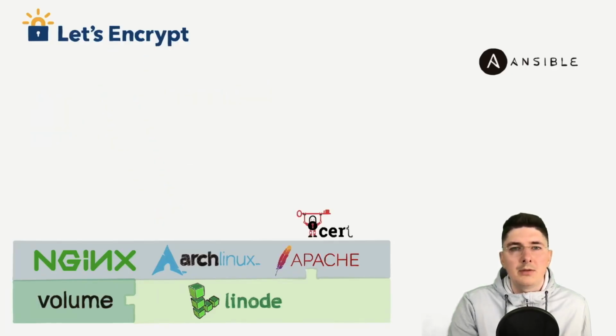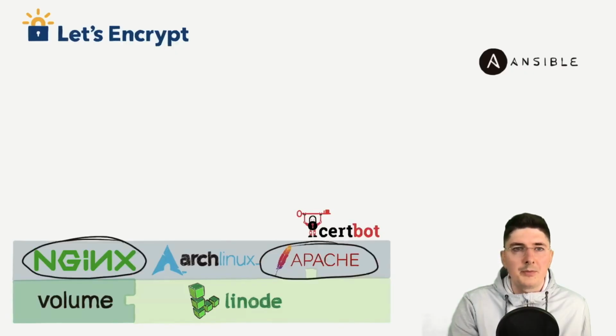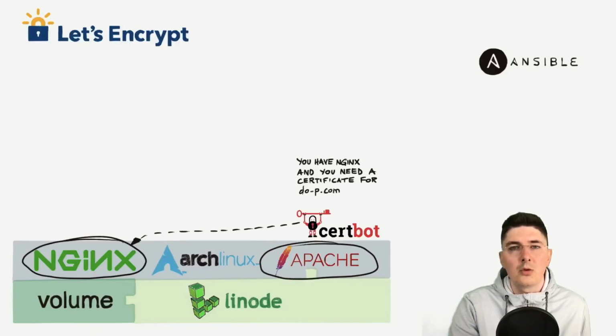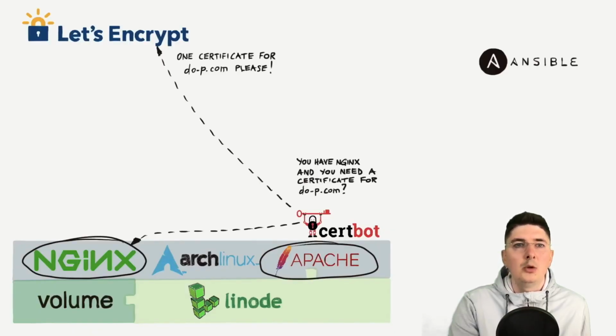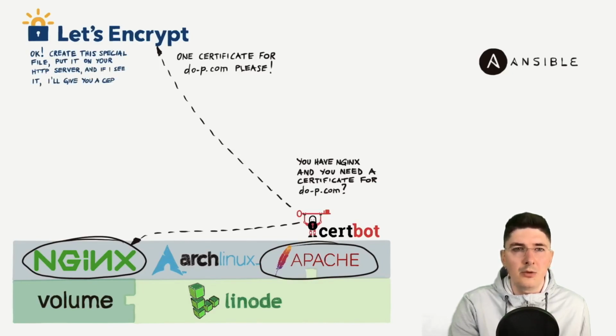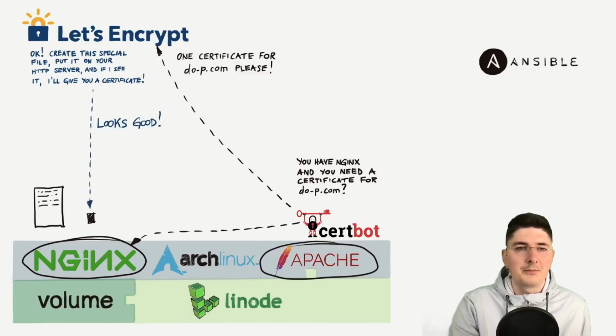Now, we don't have Nginx or Apache installed directly on the server like this, but if we did, Certbot can figure that out and coordinate between your HTTP server and Let's Encrypt to prove that your HTTP server really can serve the domain you are asking a TLS certificate for. It does that by placing a file on your server that Let's Encrypt asked for, and if Let's Encrypt sees it, it will give you a certificate.